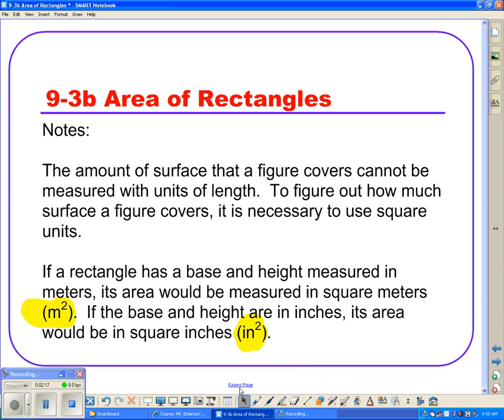We could extend that and talk about, if your base and height are measured in miles, you're talking about square miles. If your base and height are measured in millimeters, you're talking about square millimeters. In whatever other unit, the area would be in square units thereof.